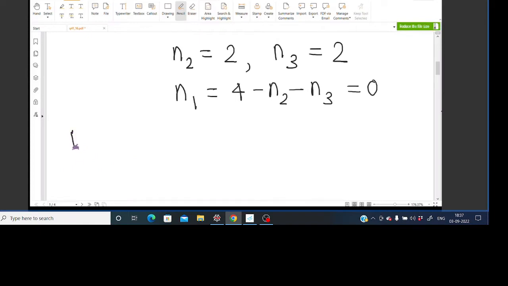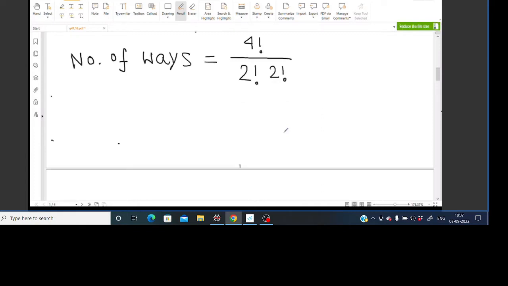Now we need to find out the number of ways they can be distributed. There are four bosons. These four bosons can be distributed in 4 factorial number of ways. Among them, two bosons are with energy 2 epsilon. They can be arranged in 2 factorial number of ways. As they are identical, we need to divide the total number of ways by 2 factorial. Similarly, there are two bosons with energy 3 epsilon. So we need to again divide the number of ways by 2 factorial.